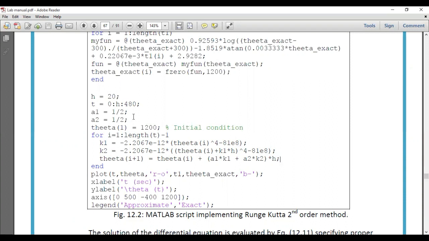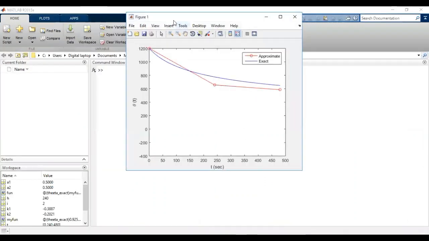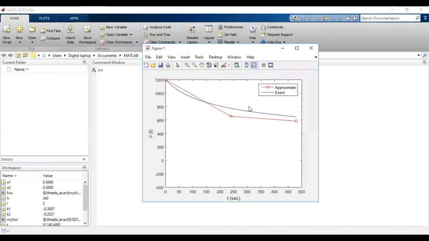Okay, so after several iterations, we will subsequently evaluate all the values of theta, and then we can plot our theta on top of the exact solution. This is our theta exact, and let's run this code for a step size of 240, and when I run this code, I will get my solution. So this is my solution, and this is exact theta, and this is actually approximate. We have a time range from 0 to 480, and the step size is 240, so we will have only two values.